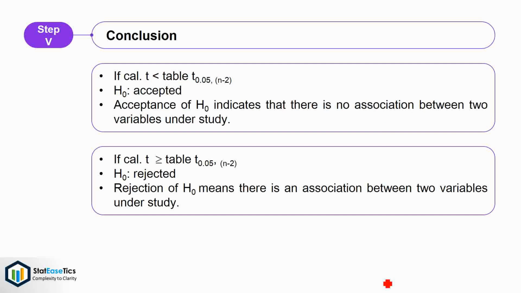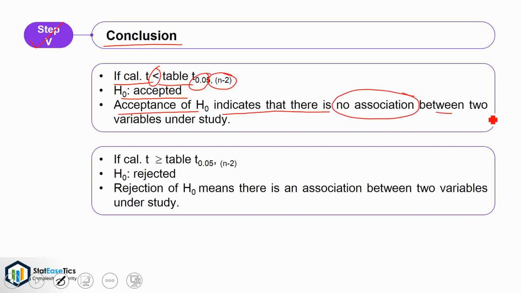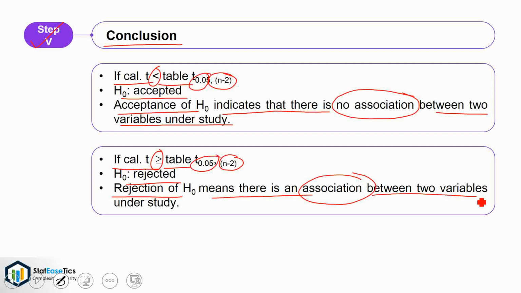The final step, that is step 5, is conclusion. If calculated T is less than table T at 5% level of significance and n minus 2 degrees of freedom, then H0 is accepted. Acceptance of H0 indicates that there is no association between two variables under study. Whereas if calculated T is greater than or equal to table T at 5% level of significance and n minus 2 degrees of freedom, then H0 is rejected. Rejection of H0 means there is an association between two variables under study.